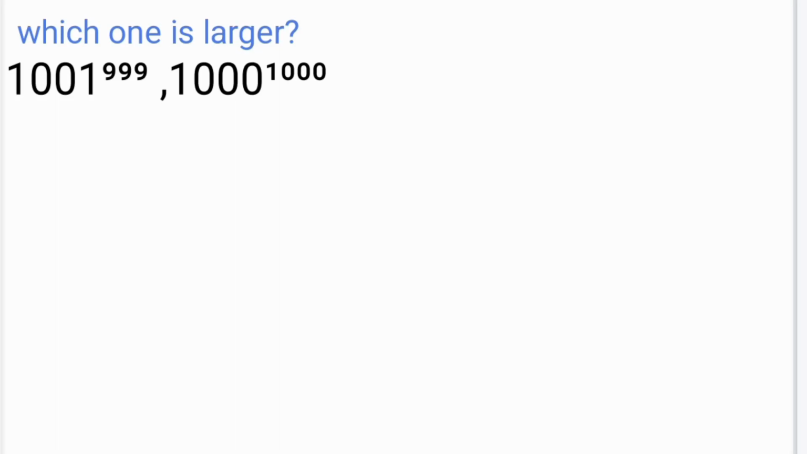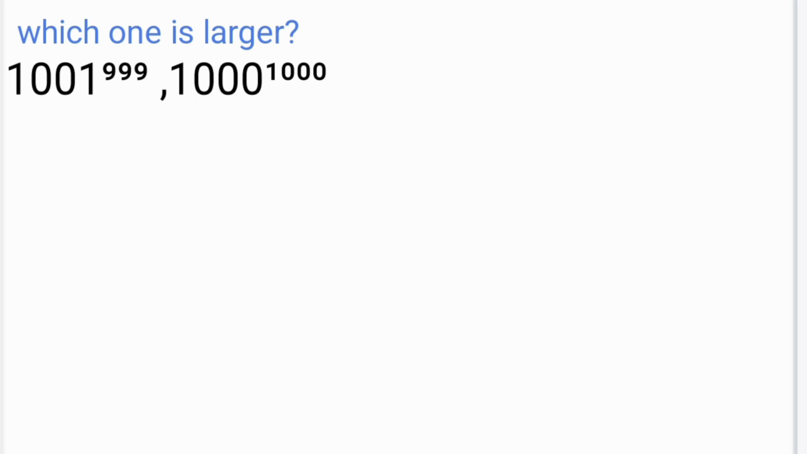So guys, for the first time we are going to solve a different kind of problem, and we are going to find out which number is larger here. So one number is 1001 raised to the power 999, and another number is 1000 raised to the power 1000. So guys, now look at their exponent. They are not equal, right? So let's try to make their exponent equal for better comparison.